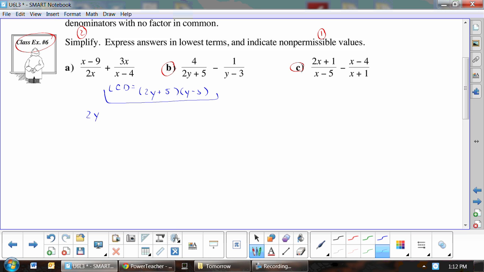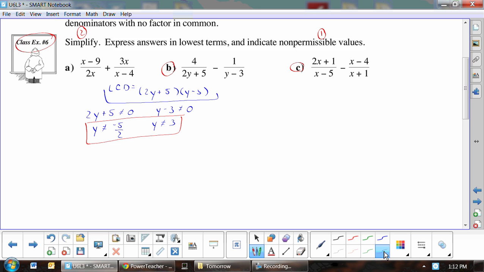We go 2y plus 5 is not equal to 0. y minus 3 is not equal to 0. We get y is not equal to negative 5 over 2, and y does not equal 3. Yeah, the factors of the denominator.